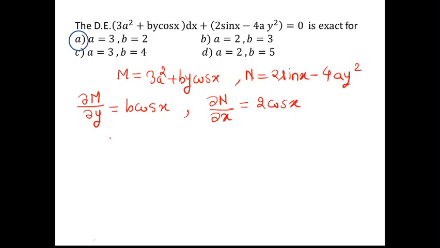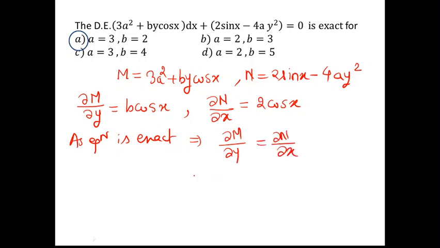Now, as the equation is exact, it's given in the problem, this implies that del m by del y must be equal to del n by del x. So this gives you b cos x is equal to 2 cos x. So this cos x will get cancelled and you will get the value for b.